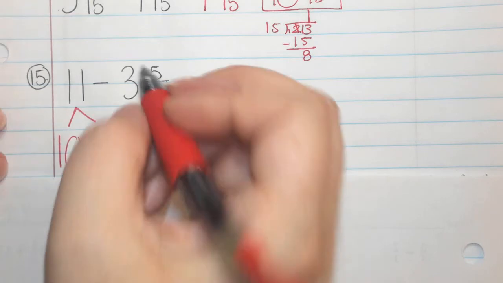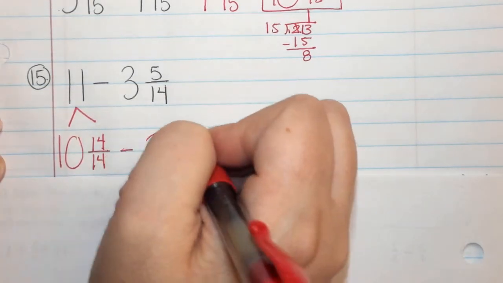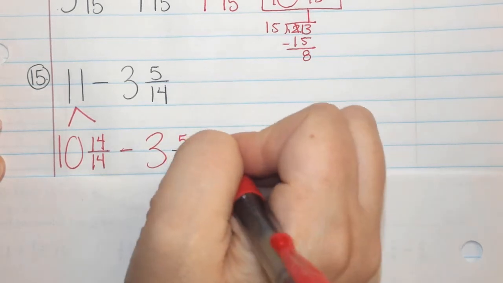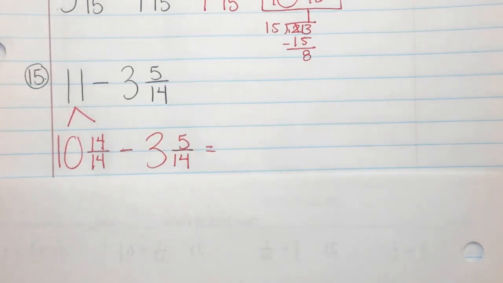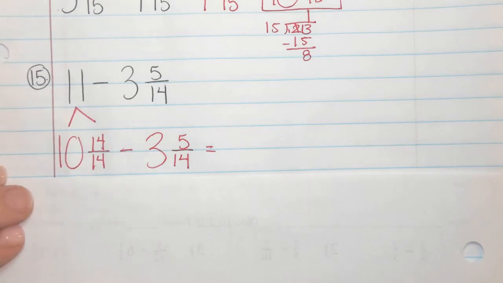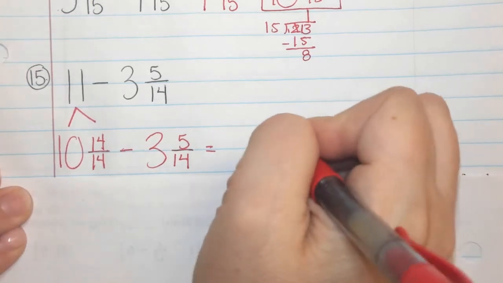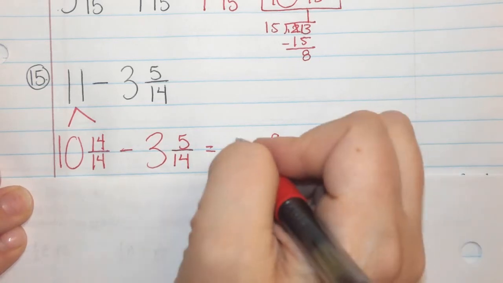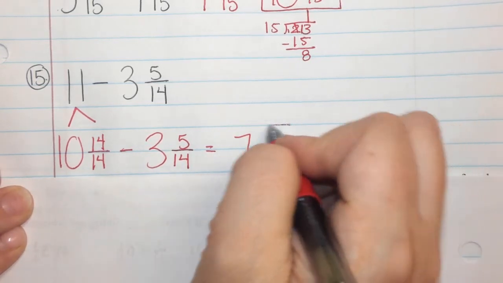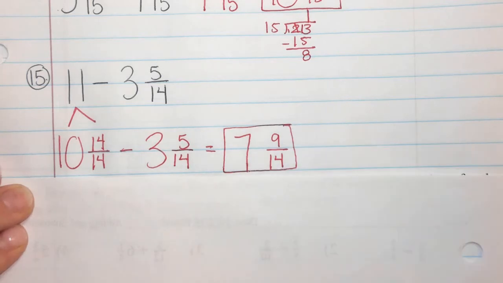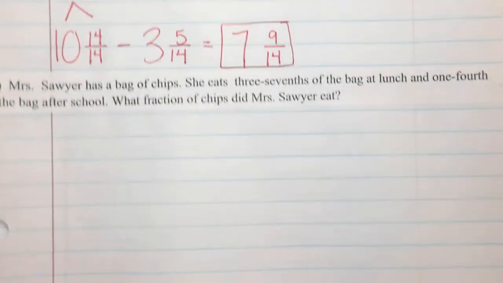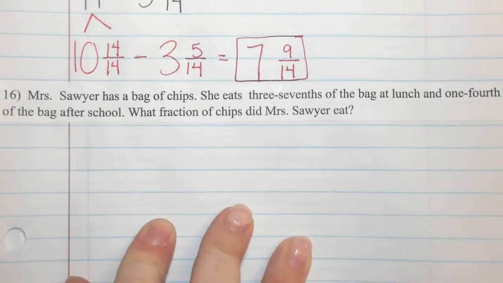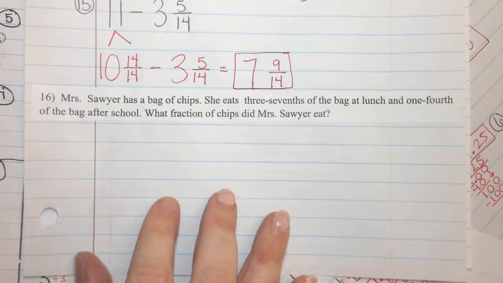Okay? And then we still have minus 3 and 5 fourteenths equals. Okay? 14 minus 5? 9. Over? And 10 minus 3? 7. Can that simplify? Hey, last one. You do not have to write this down, but I'm going to give you a second to read it. Do I need to zoom out some? I'll give you a moment to read it.